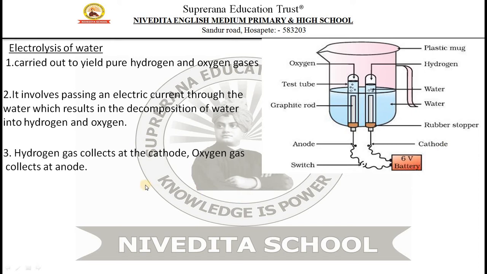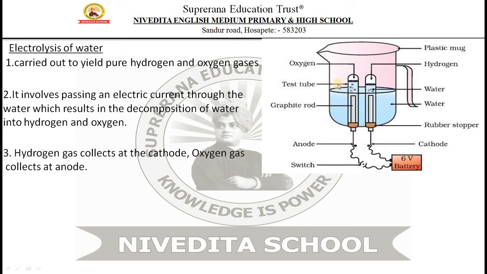So what happens? H2O, the chemical formula of water, contains a positive ion and negative ion. Hydrogen is positive ion, oxygen is negative ion. So on passing electric current, again decomposition reaction, remember H2O breaks down into H plus and O2 minus, right? So it's again an example of decomposition reaction. On passing electric current, water molecule breaks down into hydrogen and oxygen.